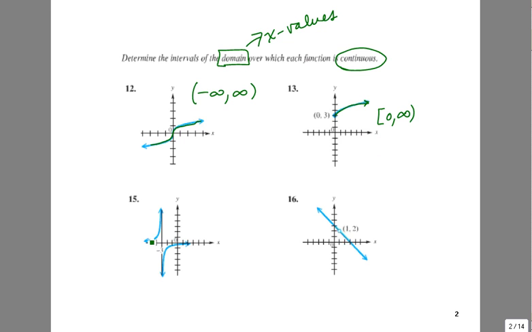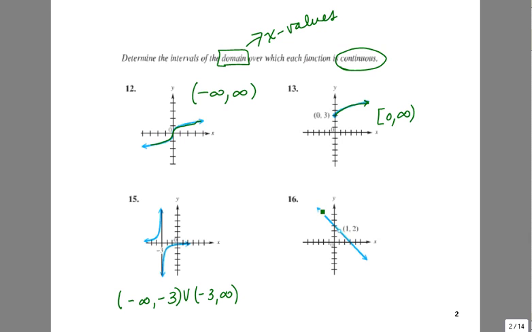Number 15, we cannot draw the entire graph without picking up our pencil. We would have to move it around this value of negative 3. And so it's continuous everywhere else. So we would say from negative infinity to negative 3, using a parentheses to exclude that, and then from negative 3 to infinity.